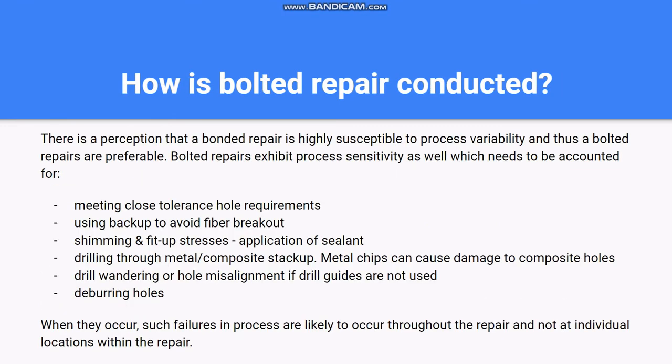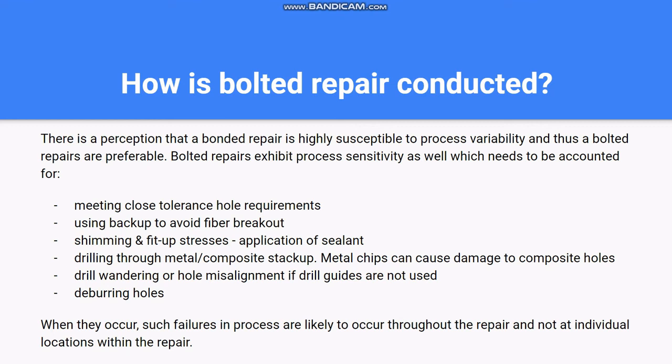How is bolted repair conducted? There is a perception that a bonded repair is highly susceptible to process variability, and thus bolted repairs are preferable. Bolted repairs exhibit process sensitivity as well, which needs to be accounted for.